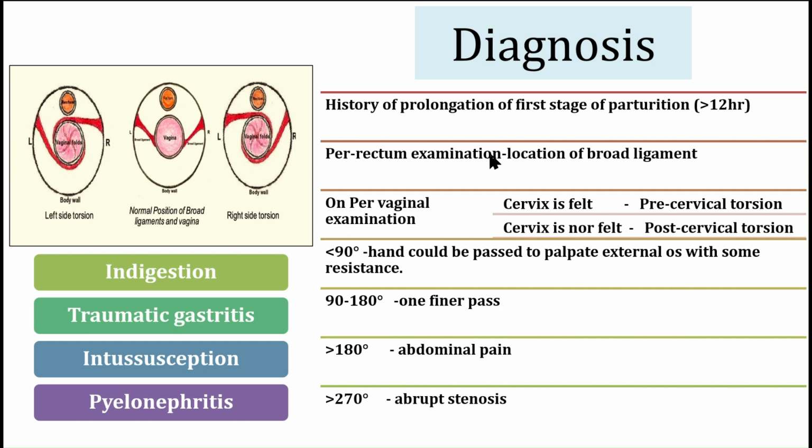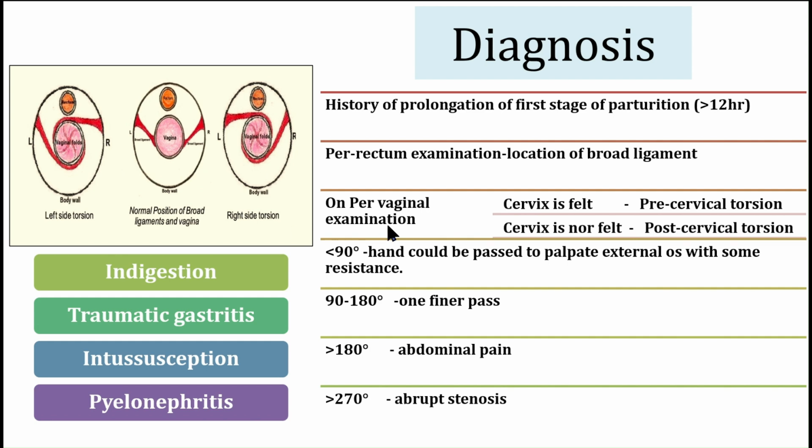In per-rectal examination, we can look at the broad ligament. See, this is the normal positioning of the uterus. This is the vaginal part, this is the rectum, this is the broad ligament. If the uterus is rotated towards the right side, you will see a fold in the depression in the broad ligament on the right side.